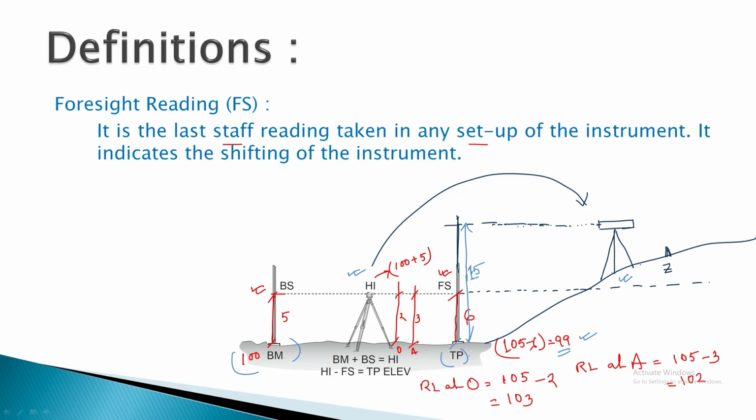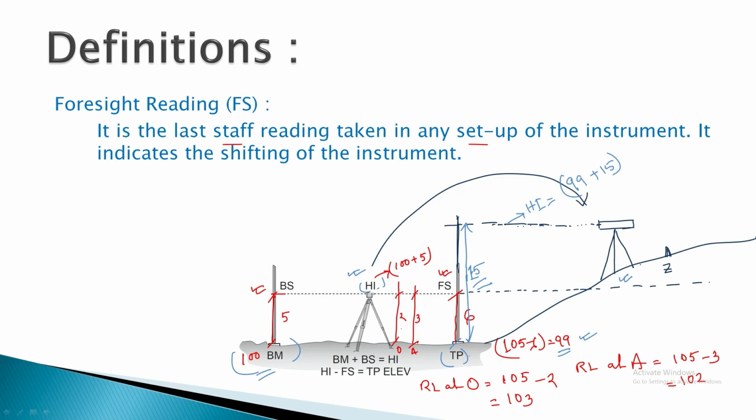Now for this instrument station, we need to determine the height of instrument. The same should be done here. How do we determine the height of instrument? We just add the backside reading to the RL value of the benchmark. So here the RL value of the TP is 99 and the backside reading is 15. So HI will be 99 plus 15. In this way we got the value of height of instrument.